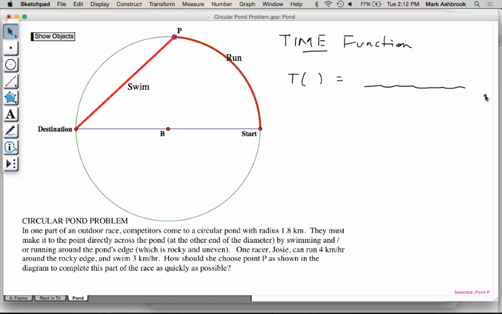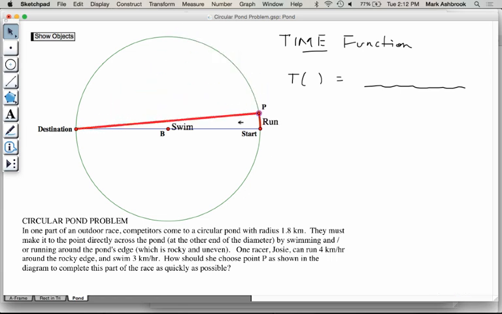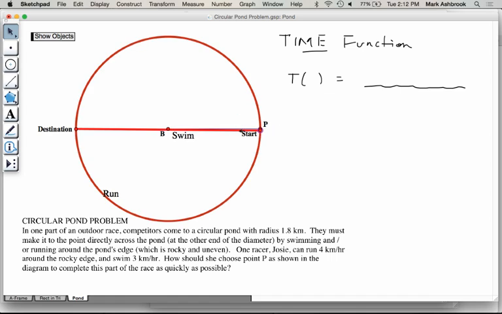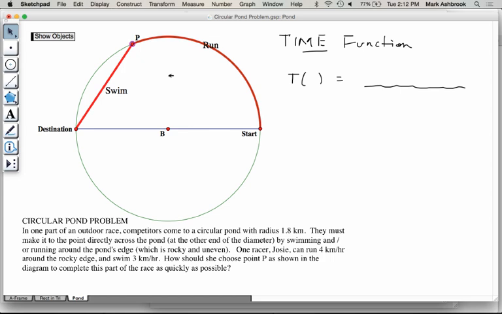Okay, so the question is, time is a function of what? We've got all these different possibilities. What quantity is going to pinpoint a particular possibility of all these situations where she could either swim the whole way or run a little bit or run a lot or run the whole way? So what quantity do we want to use here?